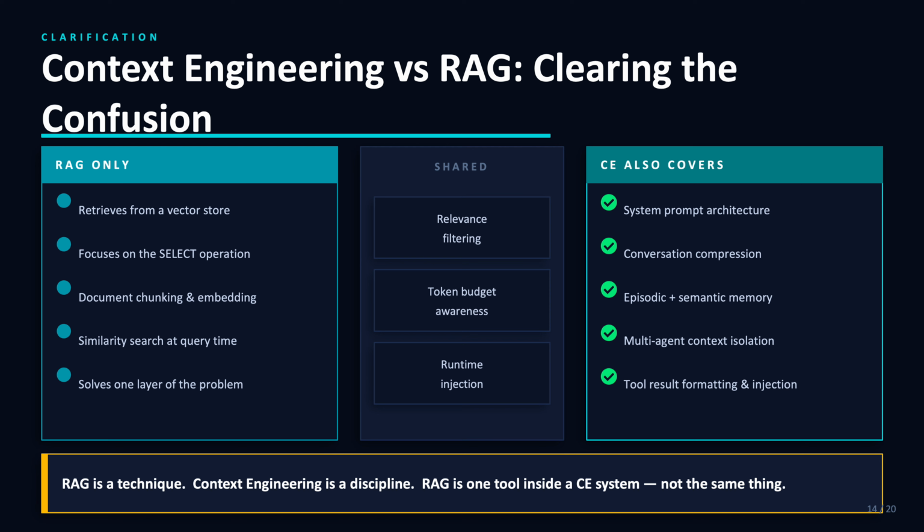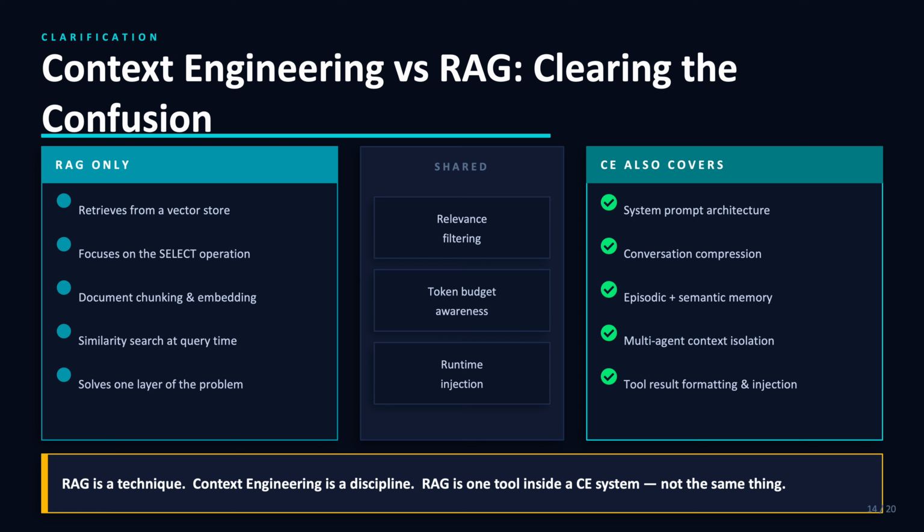In the middle, the overlap. Relevance filtering, token budget awareness, runtime injection. These are techniques shared by both. On the right, what context engineering also covers that RAG doesn't touch. System prompt architecture, conversation compression, episodic and semantic memory, multi-agent context isolation, tool result formatting and injection.